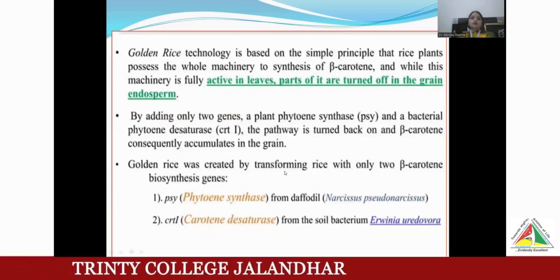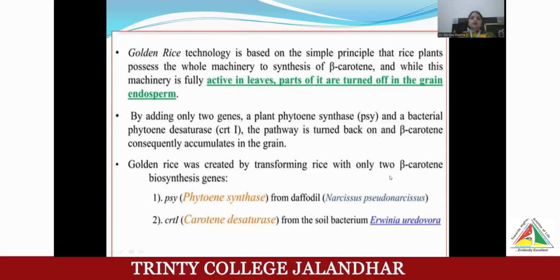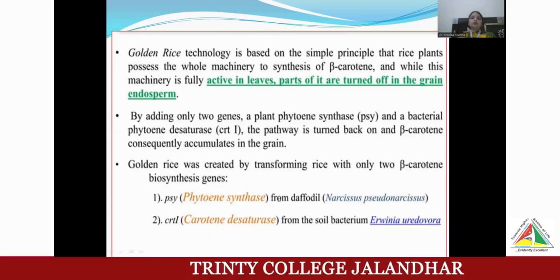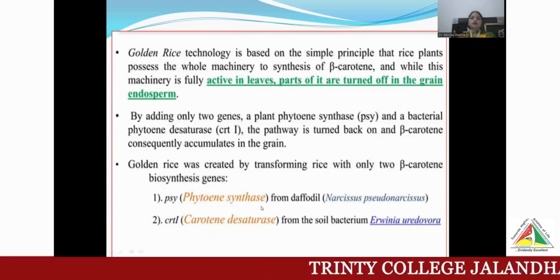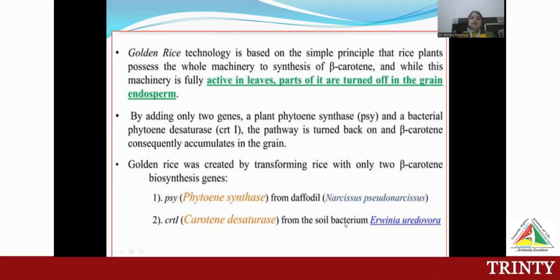We create golden rice by transforming it with two beta carotene biosynthesis genes. We introduced phytoene synthase extracted from daffodil and carotene desaturase obtained from soil bacteria.